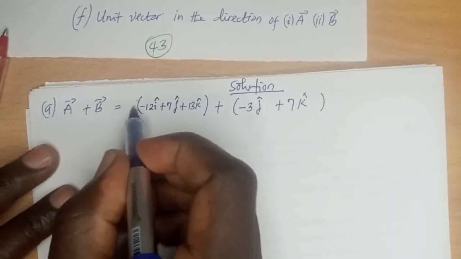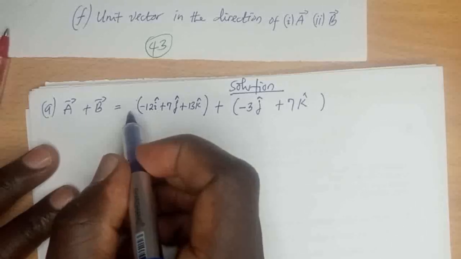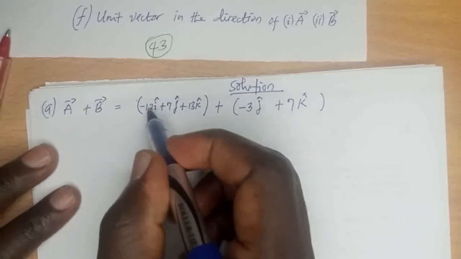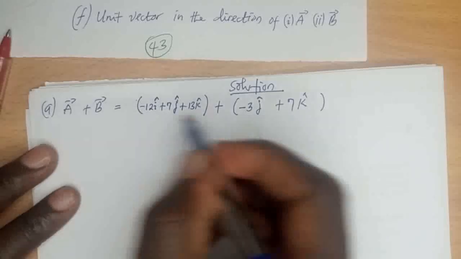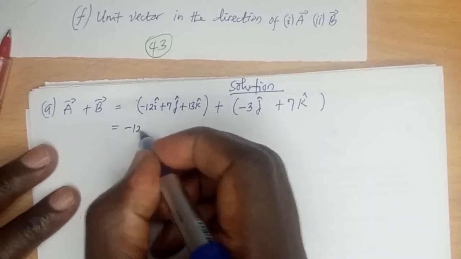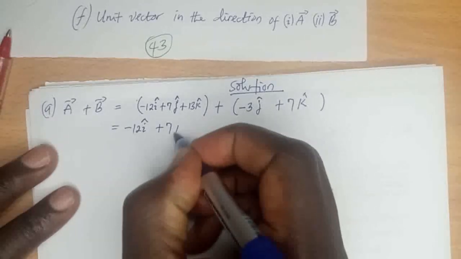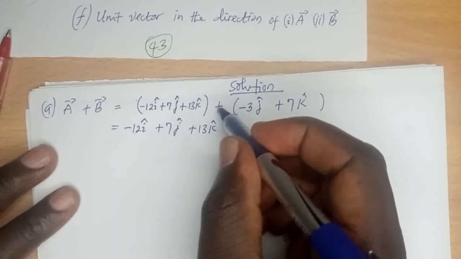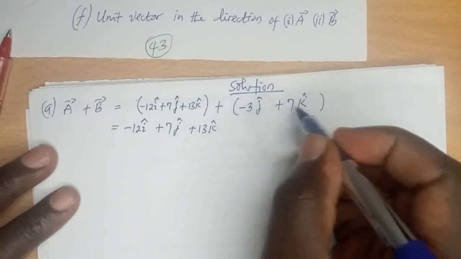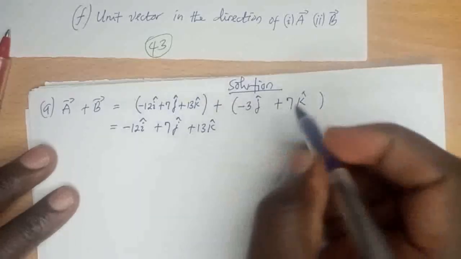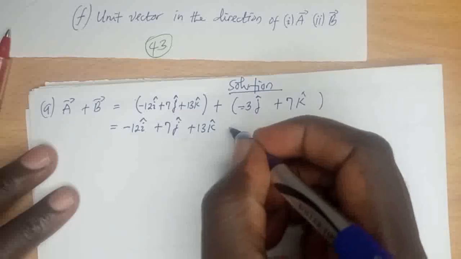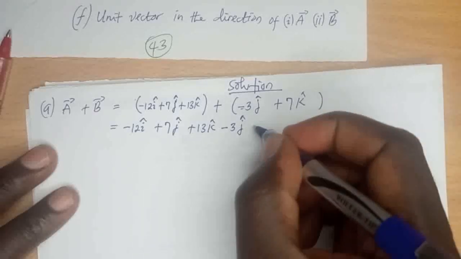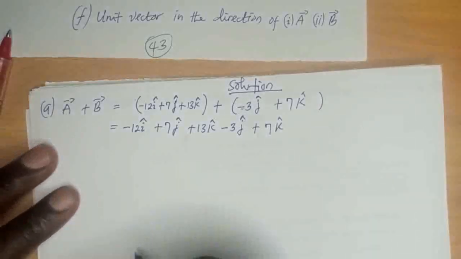Now, since I don't have any negative sign here or a number, of course there is one but it's ignored, my terms in the bracket will not be affected, so I will just remove the bracket and I have negative 12 I cap plus 7 J cap plus 13 K cap. Again, since this is a plus sign, my terms in the bracket will not be affected. Again, I will just open the bracket. This minus 3 J cap will come out as minus 3 J cap, nothing has changed. This one will also come out as 7 K cap, nothing has changed.